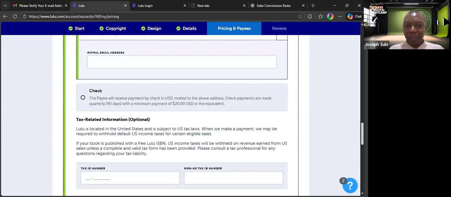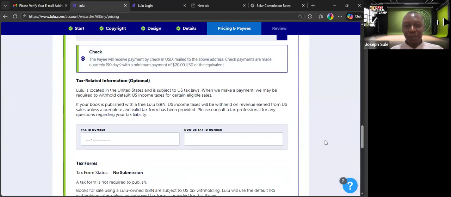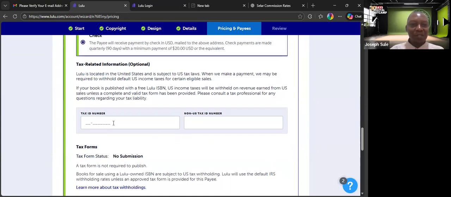If you don't want the check option, then you go for PayPal. Now, before I do PayPal, let me do the check. Let me just click this and say, I want to be paid via check. You will not get the check just like that until you enter your tax ID number. So all this that you heard the Nigerian government saying, that you need to get a tax ID number, this is where it comes into play. You enter your tax number here. If you are a non-US tax number holder, you input it. If you are resident in the US, you enter it, whatever it is, in figures. If you are in Nigeria like us here, you enter it, whatever the tax number is.